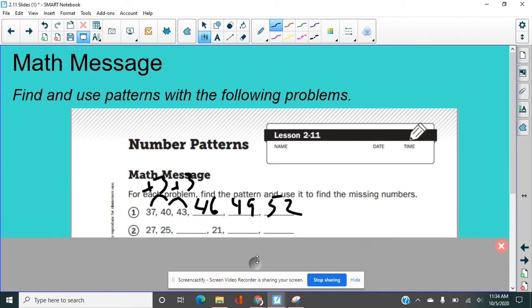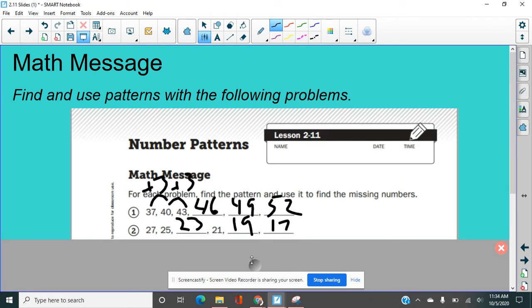How about the missing numbers here? Let's talk about this one first. Look at what's happening in the pattern. What do you think should go right here? Well, let's see. 27 to 25, so that went down by 2. 27, 26, 25. So 25 go down 2, you should have said 23. Then 21, that 23 minus 2 is 21. Go down 2 more, you're at 19. Go down 2 more, you're at 17.